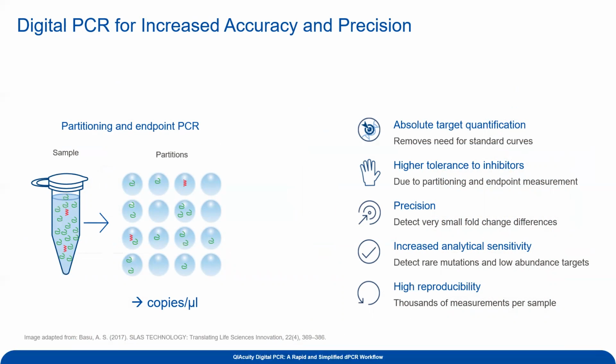So the increased analytical sensitivity allows you to detect very rare targets. So think about SARS-CoV-2 in wastewater that maybe you've read about in the news, right? So this system, digital PCR in particular, has been adopted by about 70% of the US states for their public health monitoring of wastewater systems for SARS-CoV-2.